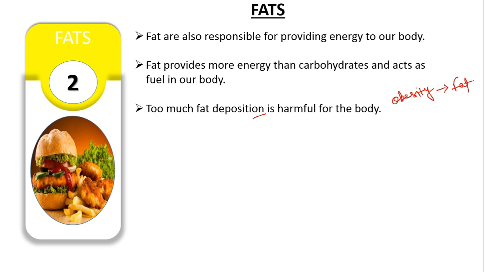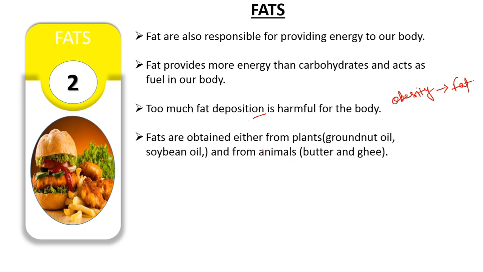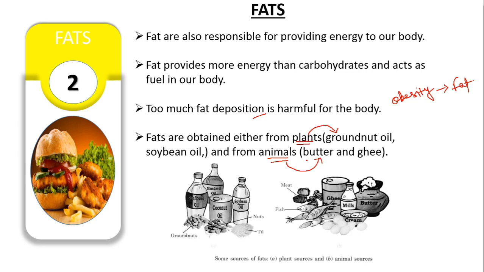Now, fats can be obtained from plants and animals both. So the examples are groundnut oil and soybean oil, which are extracted from plants, and butter and ghee, which are extracted from animals, as good sources of fat. And now the next one is protein.